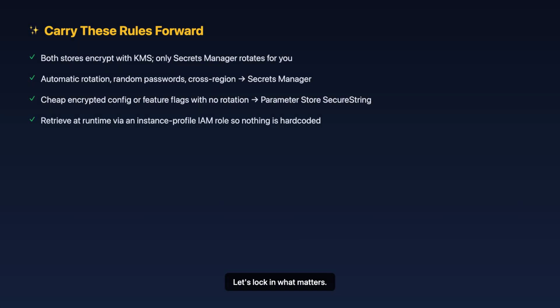Let's lock in what matters. Both stores encrypt with KMS, so encryption alone never decides between them. Only Secrets Manager rotates for you. If a scenario says automatic rotation, generated random passwords, or cross-region replication, that's Secrets Manager. If it says cheap encrypted config or feature flags with no rotation, that's a Parameter Store SecureString. And in every case, retrieve the value at runtime through an instance profile IAM role, so nothing is ever hard-coded.